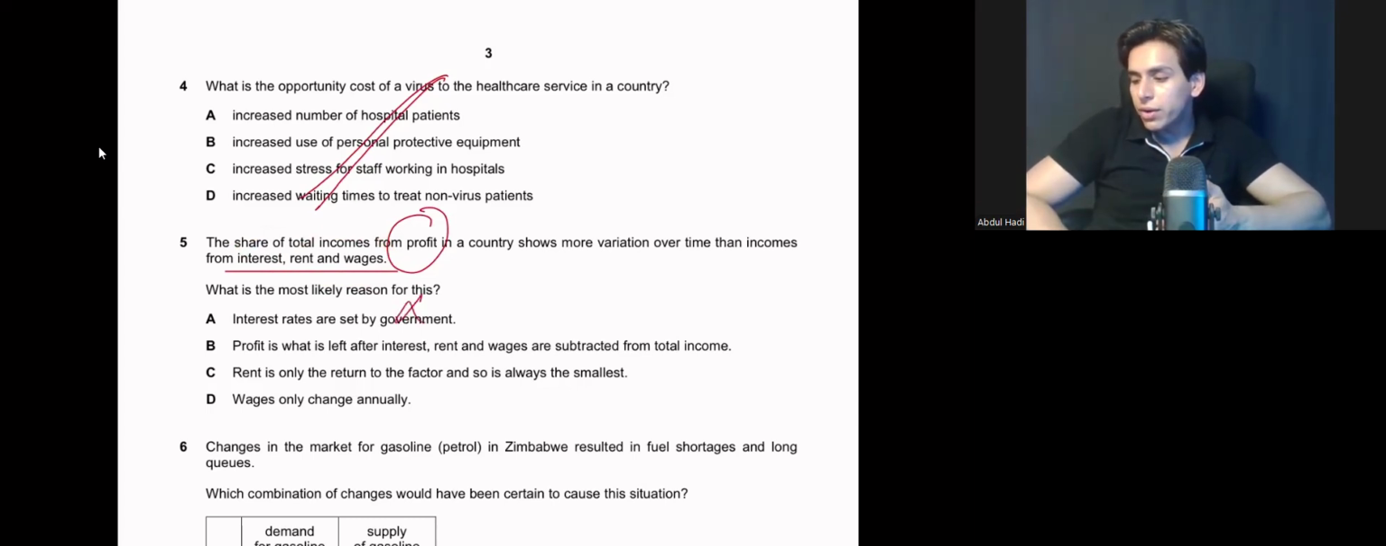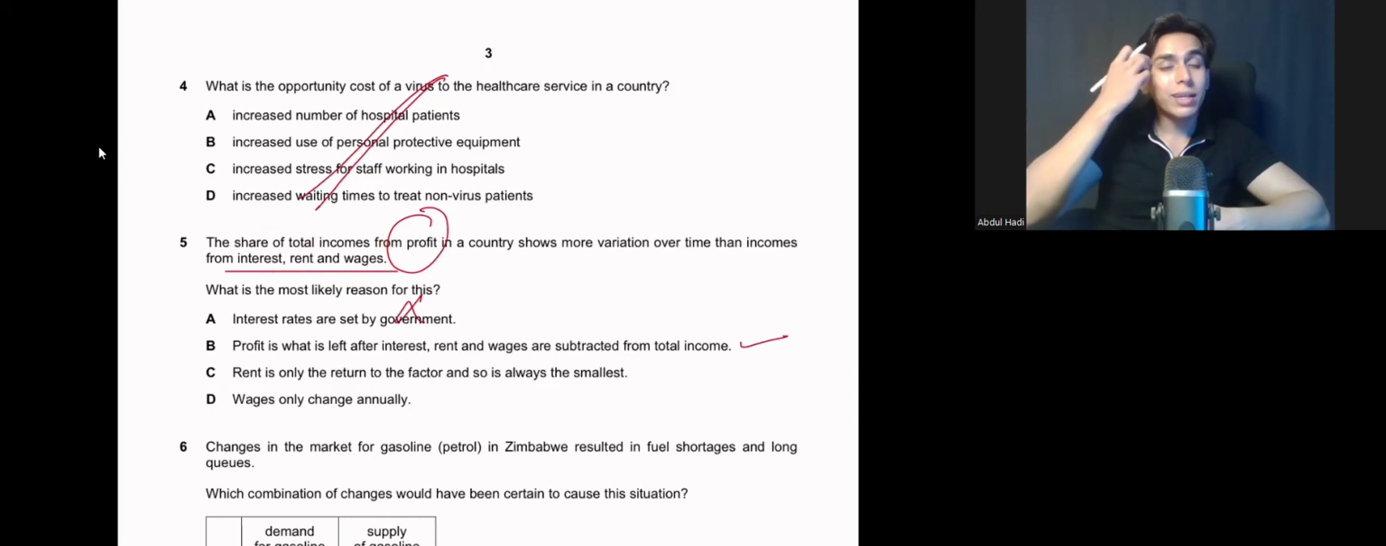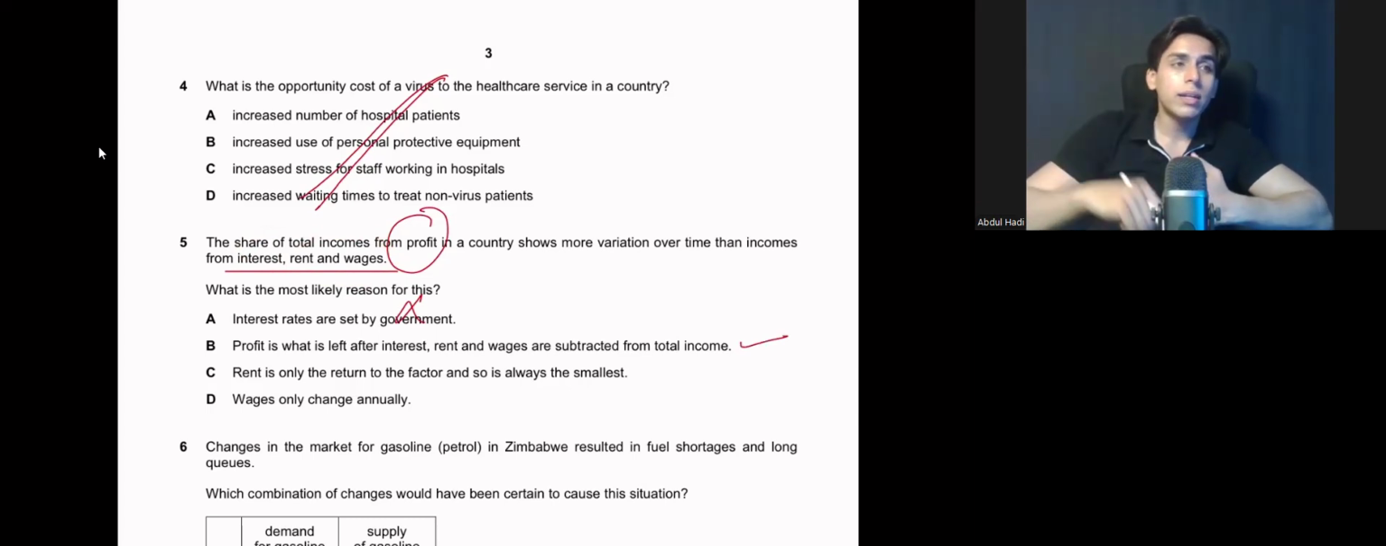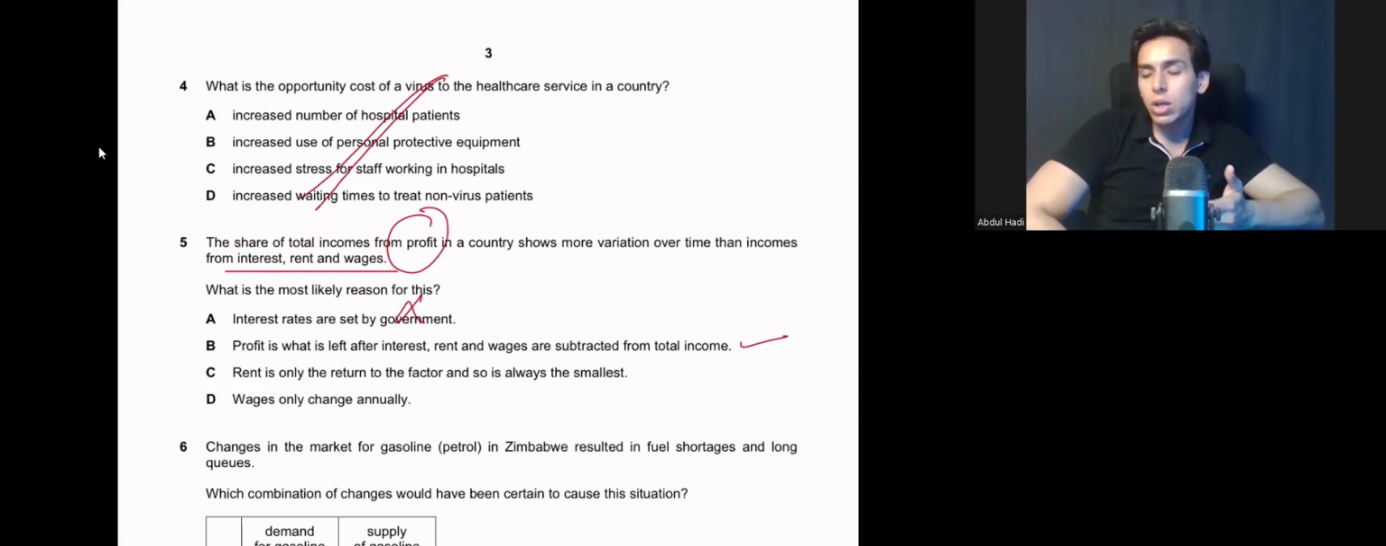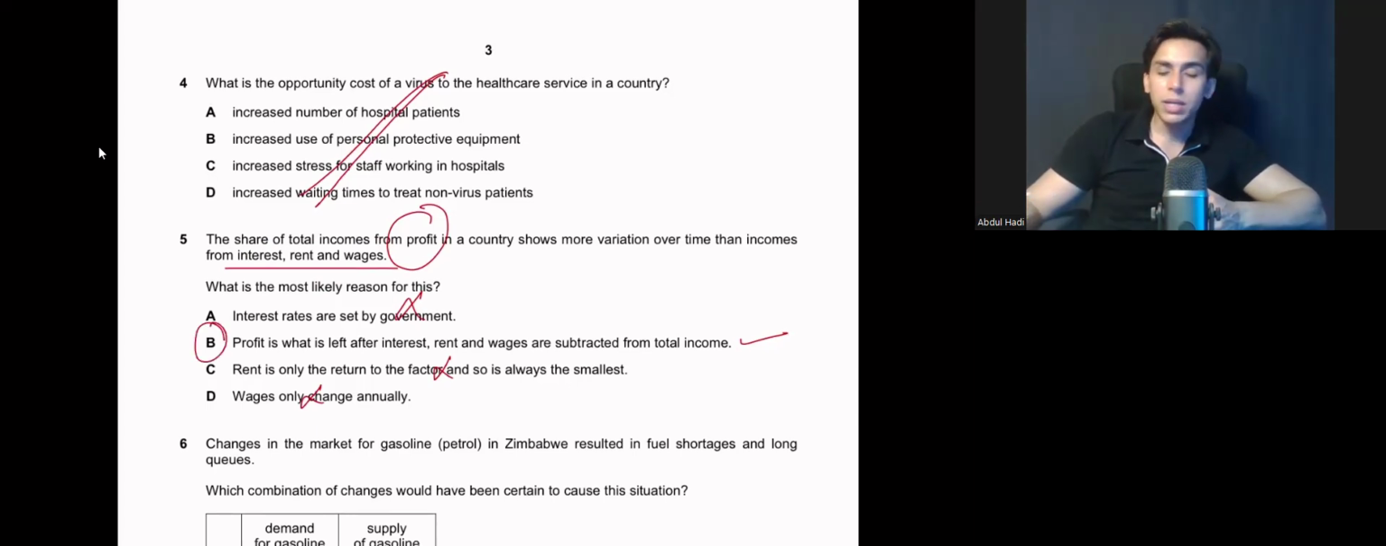Profit is what is left after interest, rent and wages are subtracted from total income. Now, this is a correct point because profit is what you take home. Profit is something that is left after deducting all the expenses and all the costs from revenue. So this could be correct. Option C: rent is only the return to the factor, and so is always the smallest. It is not necessary. Sometimes rent is very high. Rent is more than wages. So this is not a possible scenario. Wages only change annually: not necessarily, wages can change over time because it's a variable cost. It can always change. It is variable in nature. So what is the answer? Answer is B.